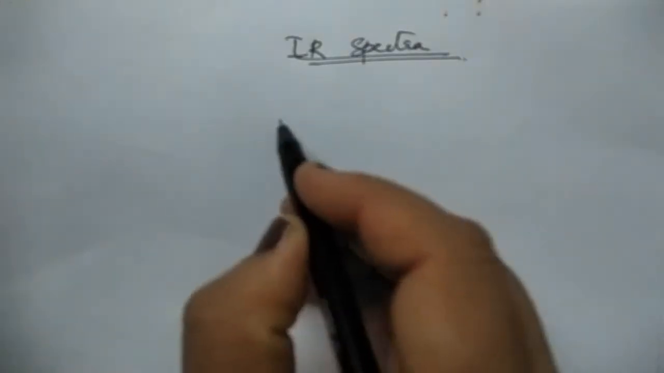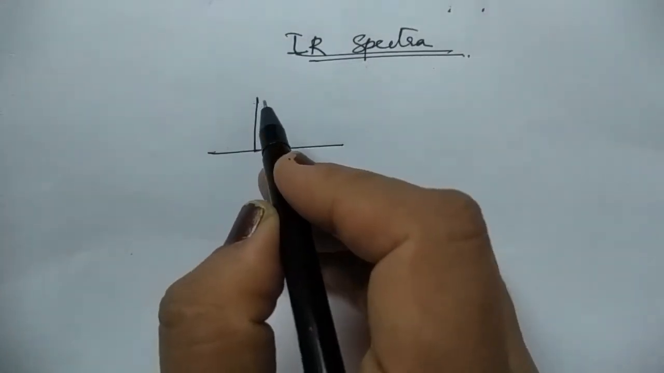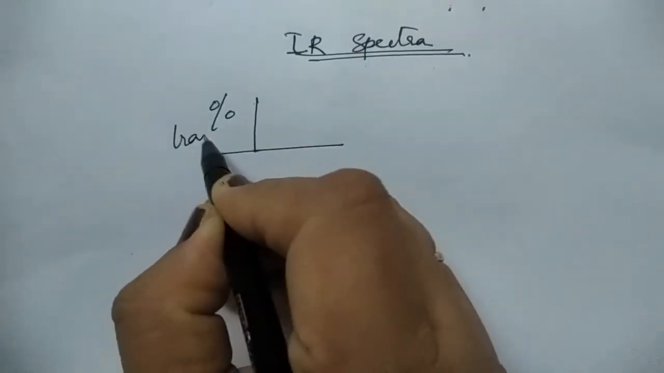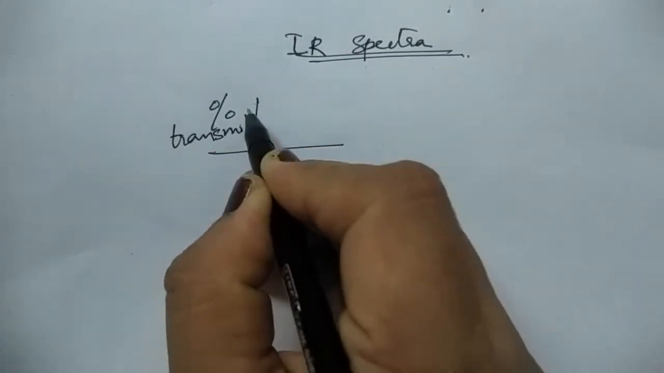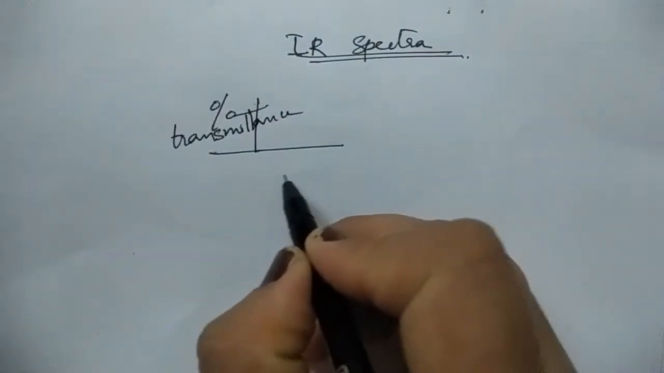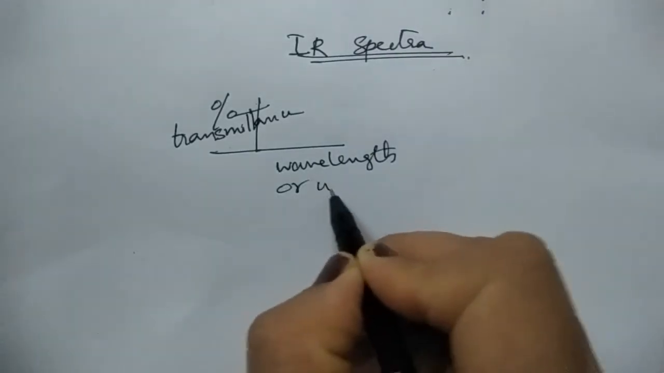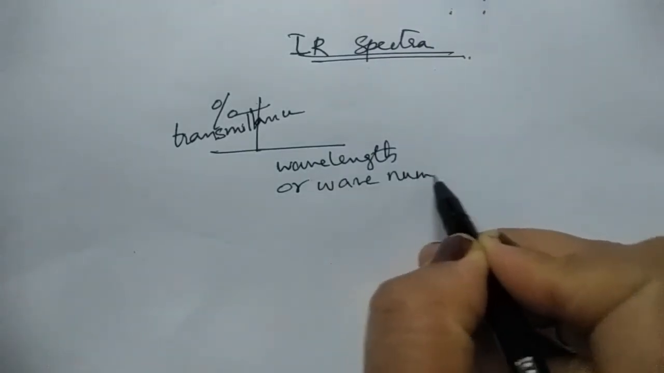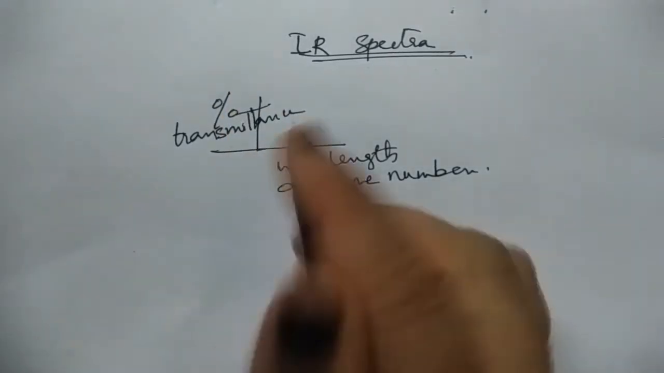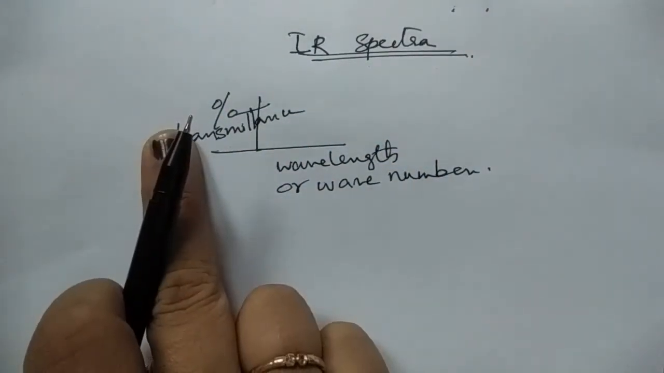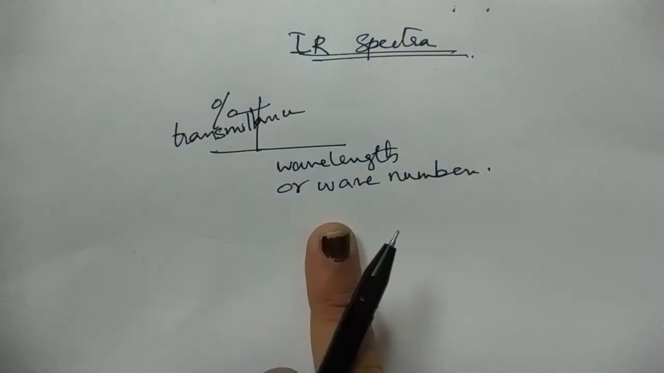So we're going to see IR spectra. IR absorption spectra can be obtained by irradiating the sample in an IR spectrometer and plotting the percentage of transmittance against wavelength or wave number. So you can plot the graph of percentage of transmittance against the wave number or wavelength.